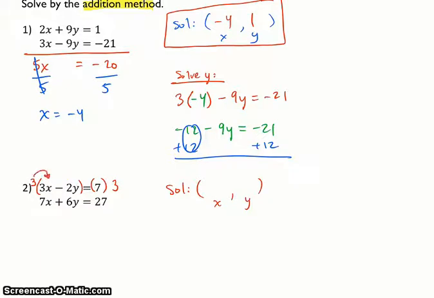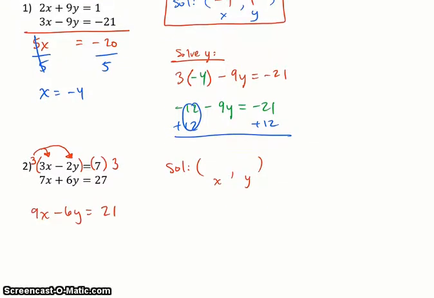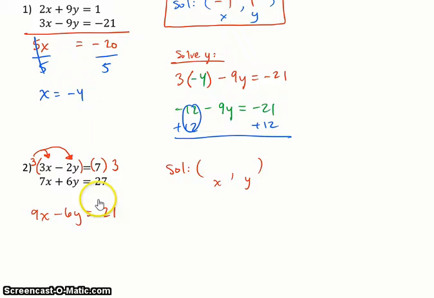So 3 times 3x is 9x. 3 times minus 2y is minus 6y. And on the right side, 7 times 3 is 21. So let me recopy the second equation down here: 7x plus 6y equals 27. And now I have opposite coefficients, which would allow me, if I add the two equations, to get rid of the y's. So I'm just going to do just that.